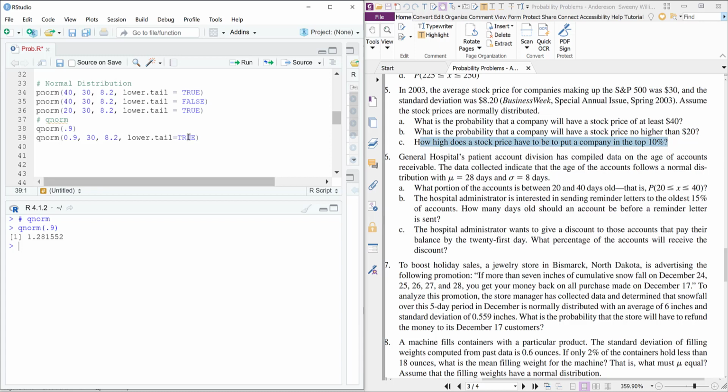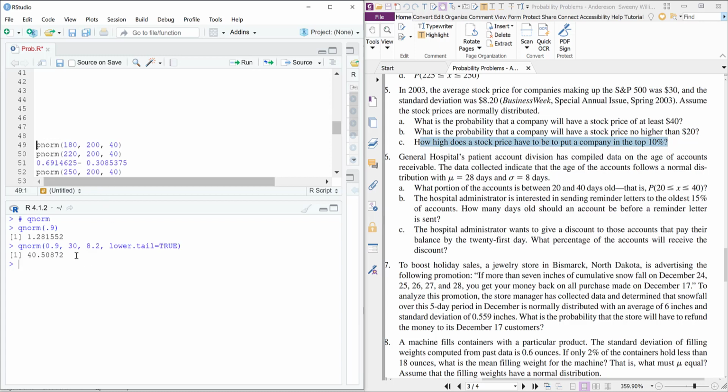And if I run this command, that gives us the x value of about $40, which means in this question, it says how high does a stock price have to be to put a company in the top 10%. So it should be $40.5. If you want to put that in the top 10%, it should be at least $40.